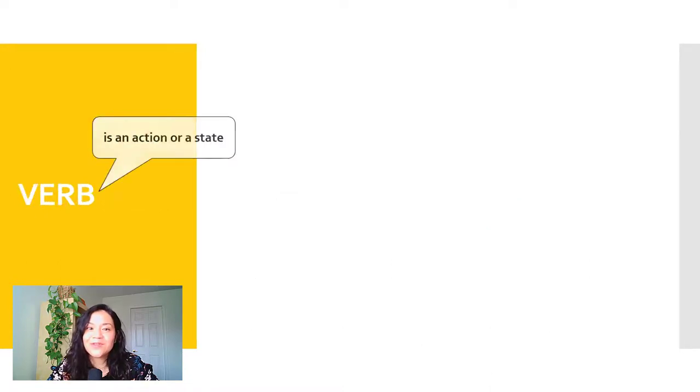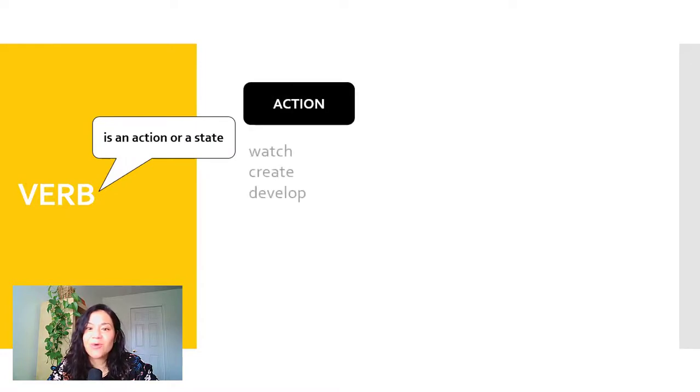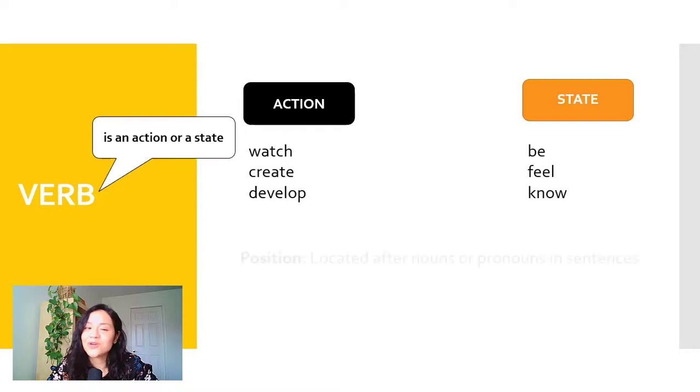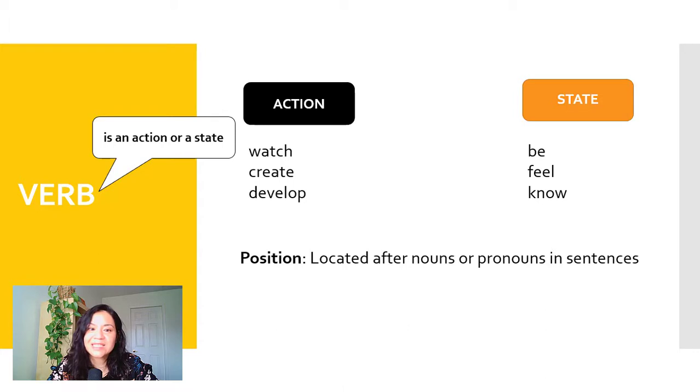Verbs. Verbs can be an action or a state. An action is something like watch, create, develop, and a state is a verb like be, feel, and know. Verbs are usually located after nouns or pronouns in sentences. For example, they successfully connected the hardware.